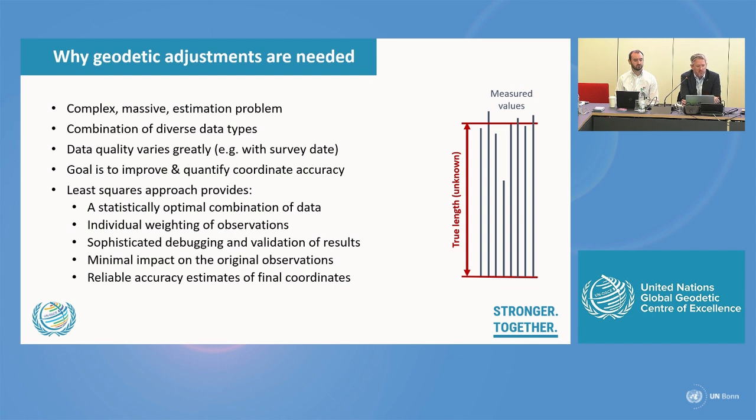So the least squares approach provides a statistically optimal way to combine that data. It allows you to individually weight observations. It gives you a sophisticated way to debug and validate your results, and hopefully has a minimal impact on the original observations and gives you, as output, reliable estimates of the final coordinates.